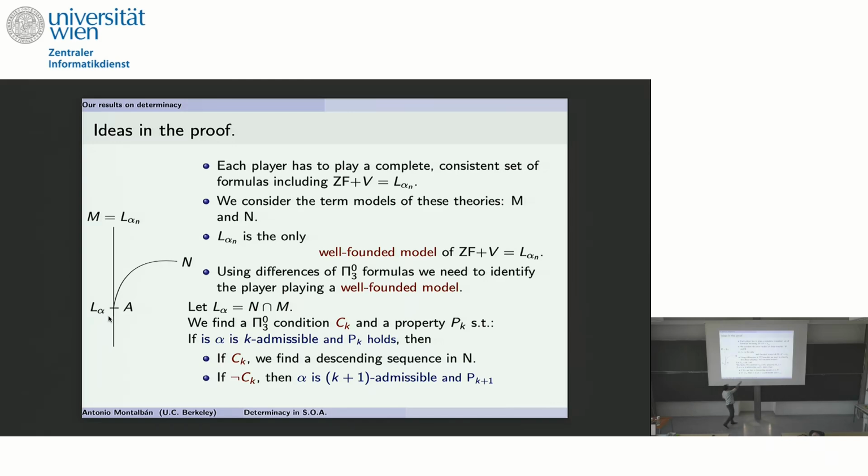If the condition doesn't hold, then you conclude that alpha is k plus 1 admissible, and you conclude this next property. So now, by induction, you go to the next, because now you know that alpha is k plus 1 admissible, and you look at C_{k+1} and P_{k+1}. And you look at the first condition that fails. These are Pi^0_3, so you're looking at the first one that fails, so that's why you get the difference hierarchy.